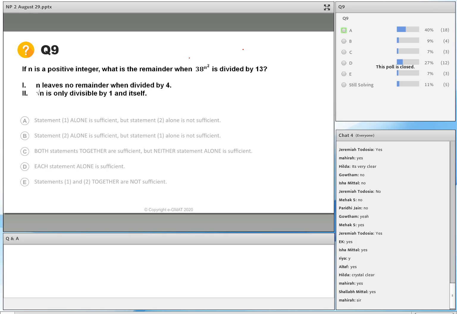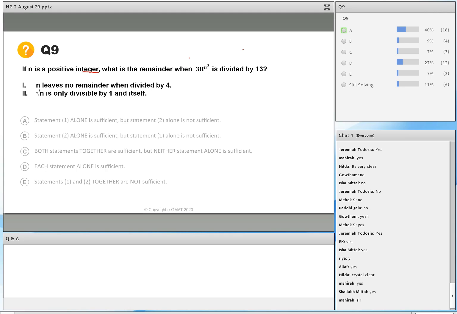40% of you tell me that the answer for this question is choice A. 27% of you tell me it's choice D. I know why you people marked choice D, because you missed a very slight piece of information. I'll go to that part, but before that, let's discuss this solution over here.